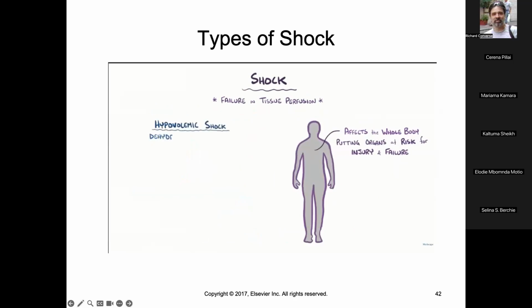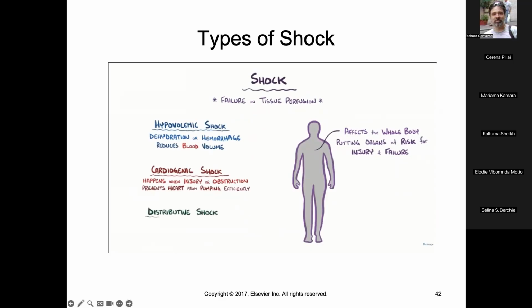Hypovolemic shock happens when dehydration or hemorrhage reduces the volume of blood in the blood vessels. Cardiogenic shock happens when a direct injury like a heart attack or an obstruction like a pericardial effusion prevents the heart from pumping blood efficiently. Distributive shock happens when something like an allergic reaction or damage to the nervous system, called neurogenic shock, causes the blood vessels to vasodilate and become leaky, which reduces the resistance and lowers the blood pressure.